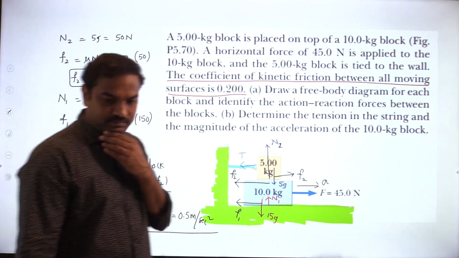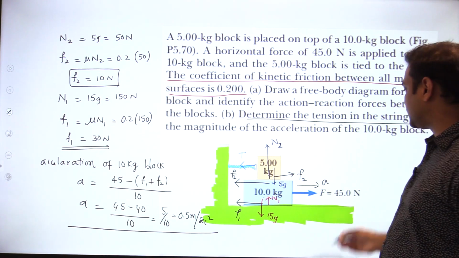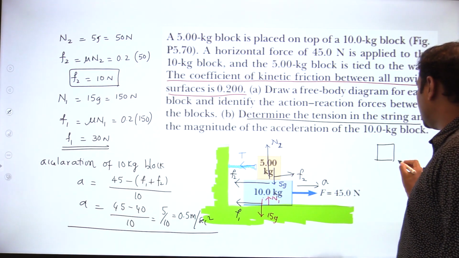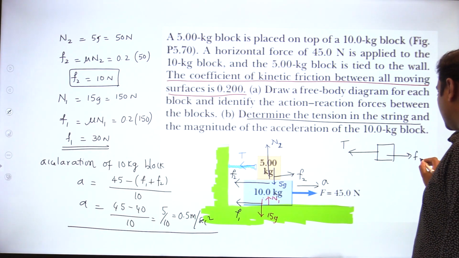That's the acceleration. Now what is the tension acting in the string? How to find the tension? See, on the 5 kg block, what are the forces acting? Tension is acting backward, but F2 is acting forward.